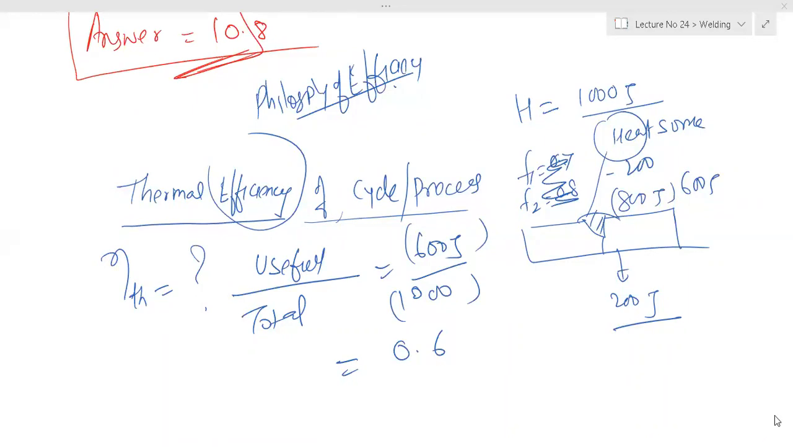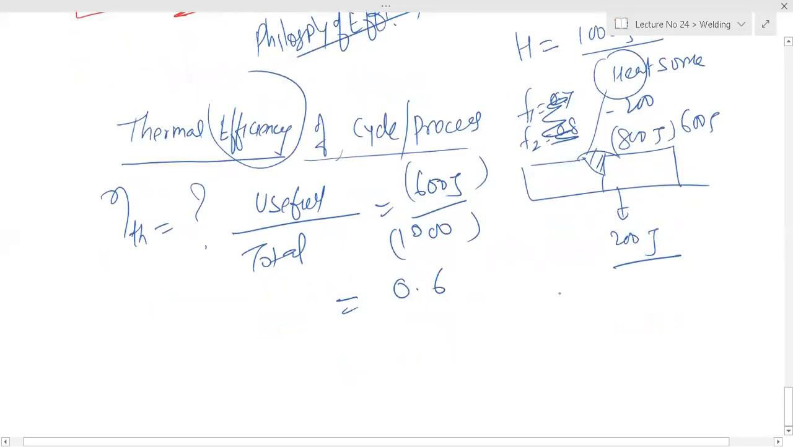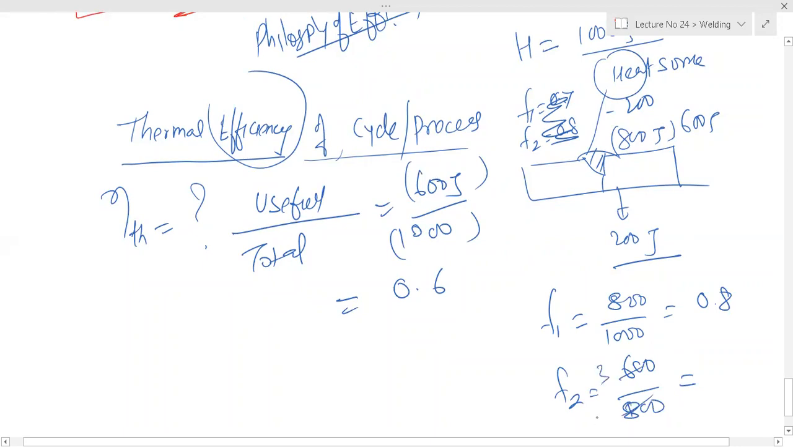So here, what is the F1 value? F1 value is your 800 divided by 1000. That is 0.8, and F2 value is your 600 divided by how much? 800. So what is that value? 0.75.